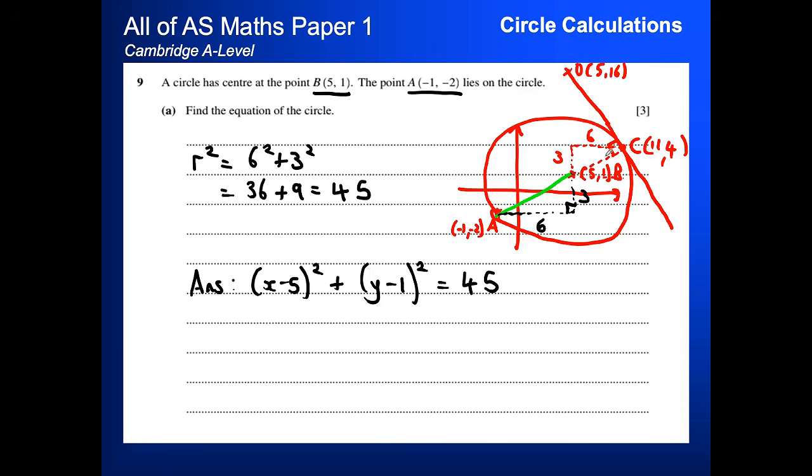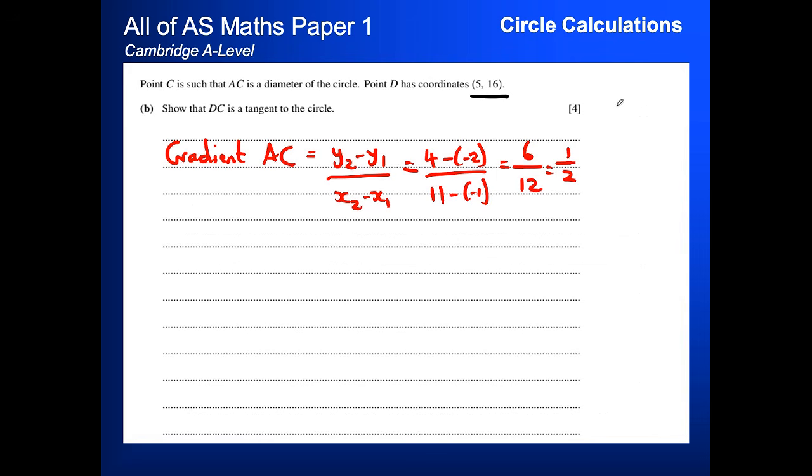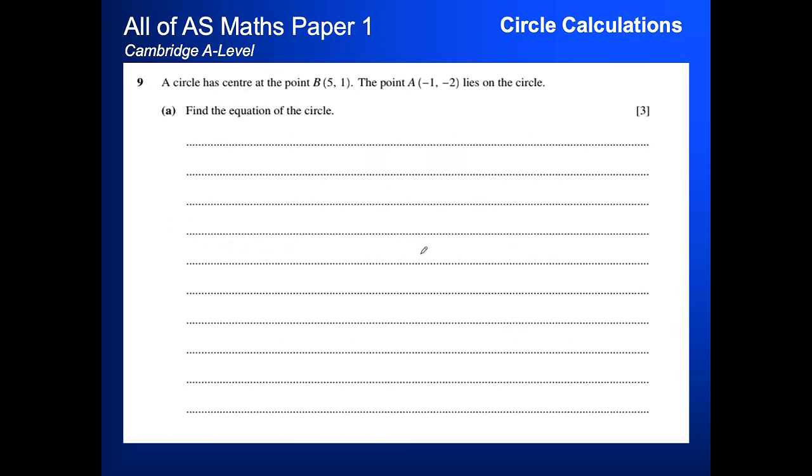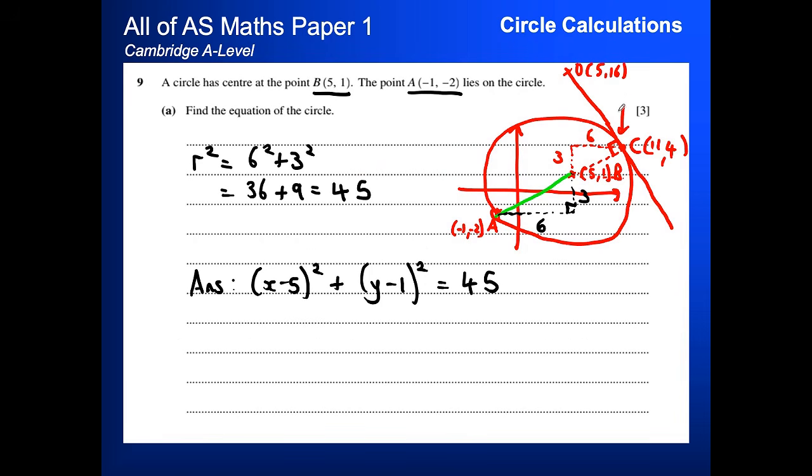Therefore, if this is a right angle, then the gradient of this line has to be the negative reciprocal. Okay, what do I mean by that? So the gradient of CD, well, it needs to be this flipped and then changed to a negative. So if you flip this, we get 2 over 1, and then we change it to a negative, and therefore the gradient of that line is negative 2. So the gradient of this line is equal to negative 2.